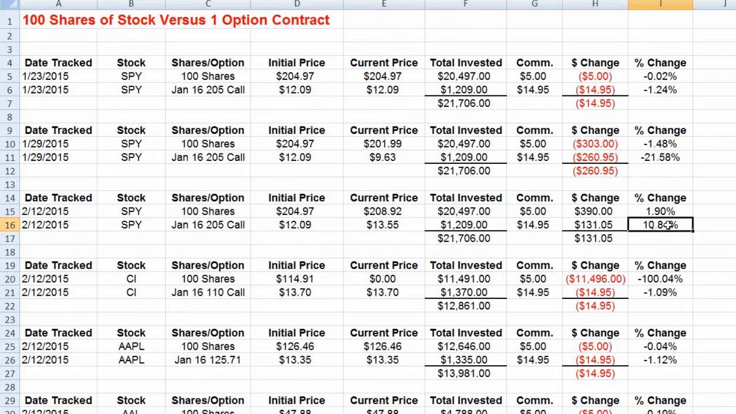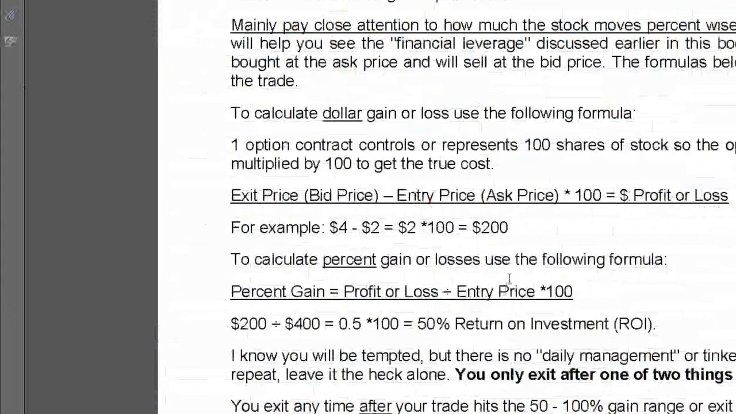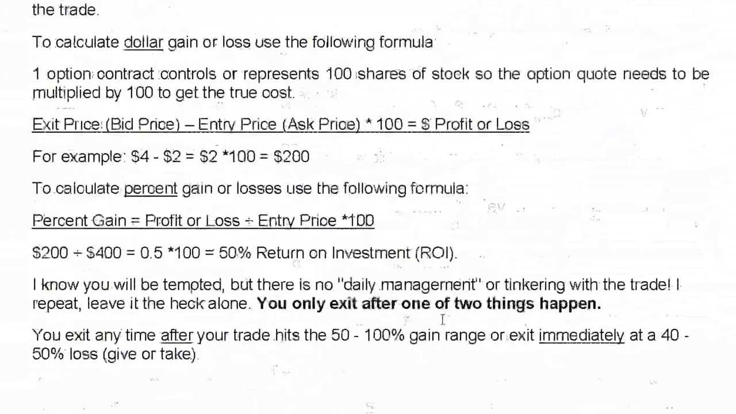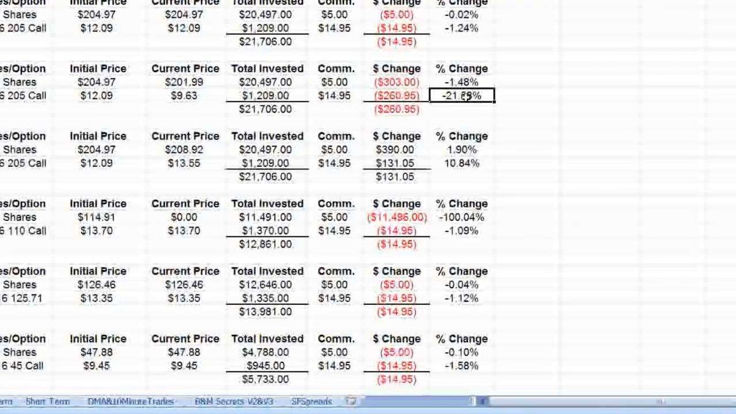So I try to avoid you doing all that. I know emotionally people are going to see this, freak out, sell, get scared. That's why in this book I said do not flip and tinker with the trade. Do not mess with it. Only exit at a 40 to 50% loss, or anywhere in the range of 50 to 100% profit. I said I would show you what I mean by that. So right now, at this loss of 21%, most newer traders would be wanting to exit right there. And I'm like, no, I said anywhere 40 to 50%.